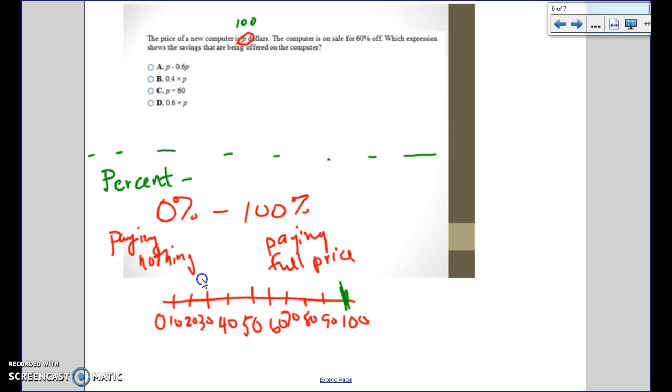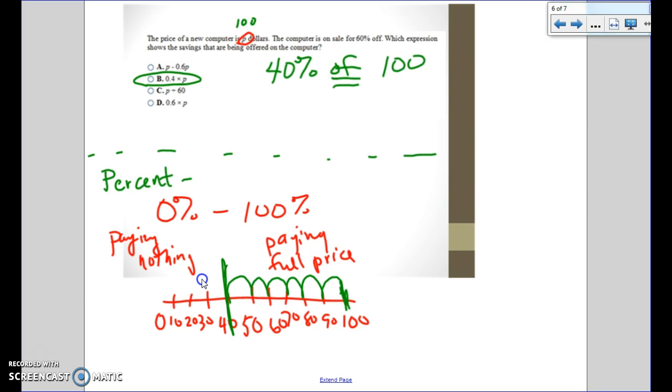In this case, this computer is on sale for 60% off. So I can actually take away 10, 20, 30, 40, 50, 60%. I don't have to pay 100%. I just have to pay 40% of the actual asking price. And so if I need to pay 40% of the price, in this case, I would be looking at B. I'm thinking 40% of, that's a keyword meaning multiply, 100. Or in this case, 40% of P, whatever the price actually is.